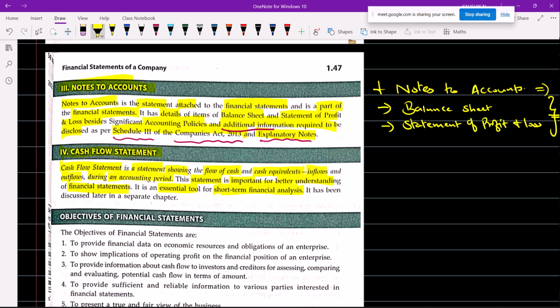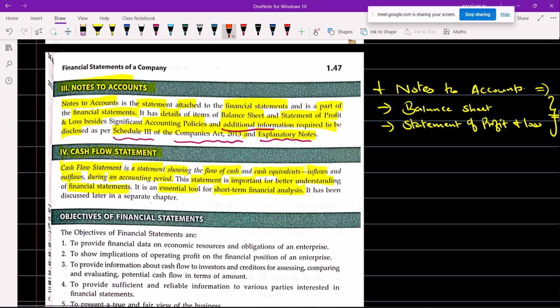It is an essential tool for short-term financial analysis. Why do we say it's a short-term financial analysis? Because it is prepared for a particular year, that means for a current year. Every current year is a short term, every year is a short term. Whereas if it is prepared for a long-term duration, then it will be non-current. But since you're doing it for one accounting period, and it's a regular practice, we call it short term.